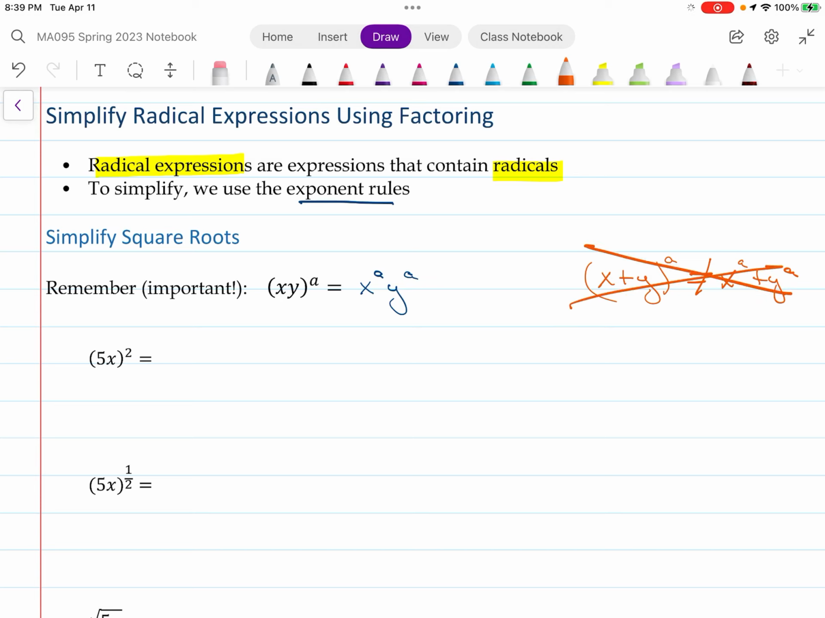All right, so (5x) squared is 5 squared times x squared. In other words, this squared applies to both, so it is 25x squared.